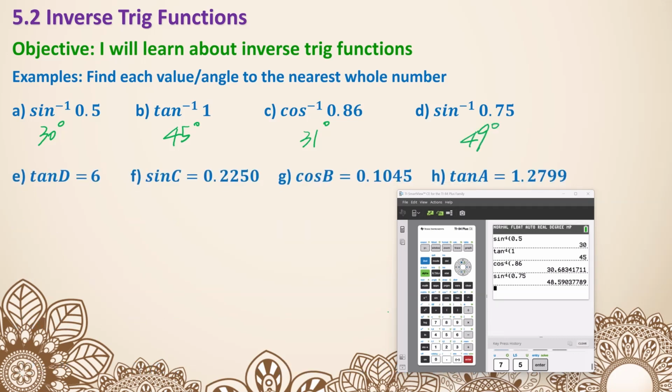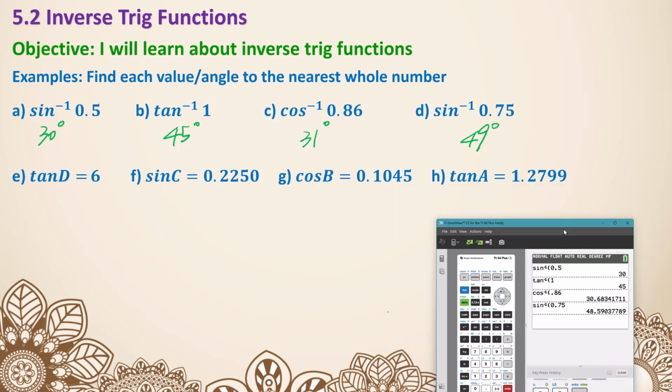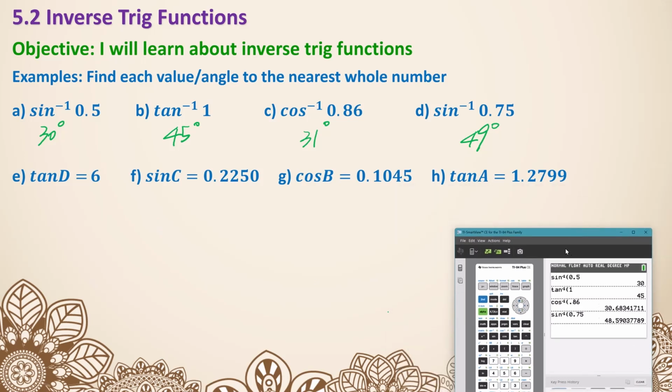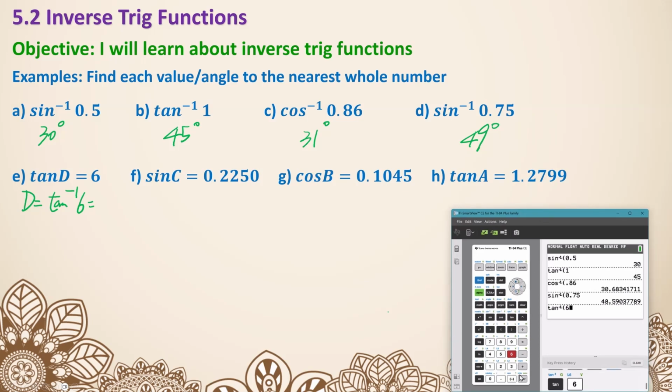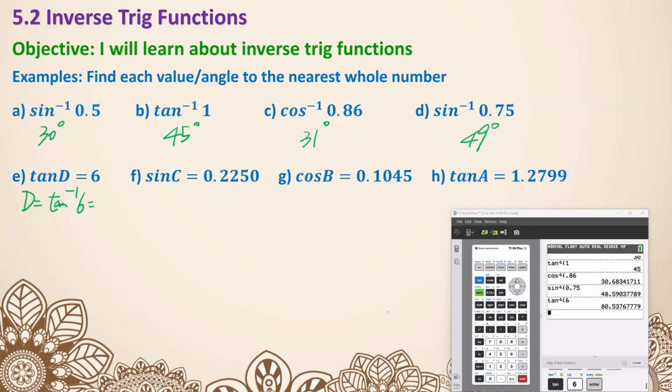Now, you see the notation looks a little bit different, so this time you just need to write that extra step. So tangent d equals 6, that means if we want to actually calculate d, it is going to be inverse tangent of 6. Okay, and let's actually calculate that. So inverse tangent of 6 would be 80.53. We're still rounding to the whole number, so it's 81 degrees.